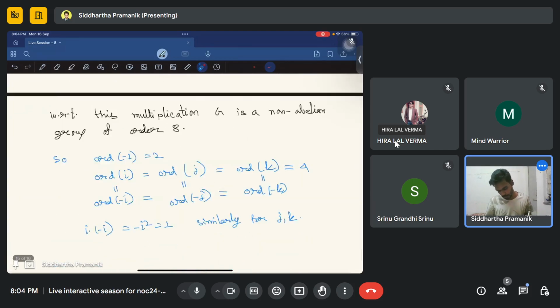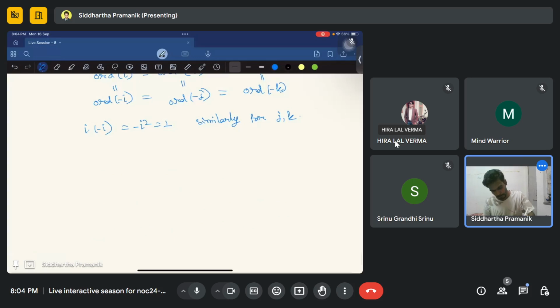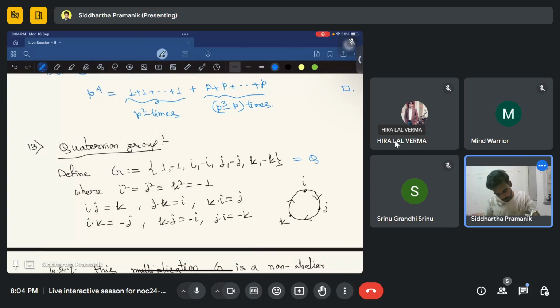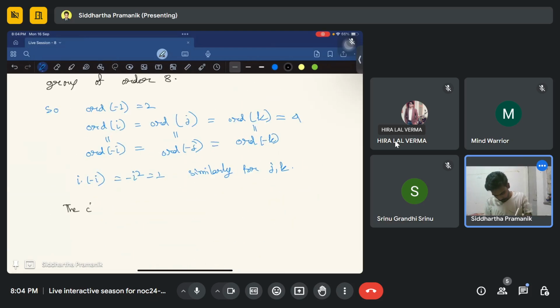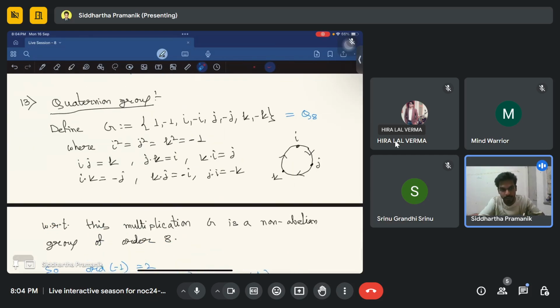Now what is the class equation of this group? It is actually denoted by Q8. What is the class equation of Q8? One way to do it is to calculate the conjugacy classes manually by hand, because you know all the elements, so you can find their conjugacy classes and write it down.